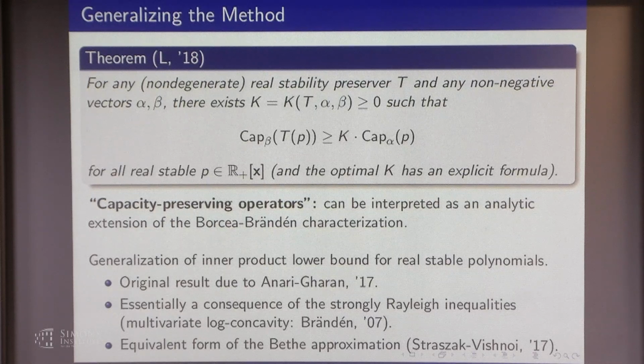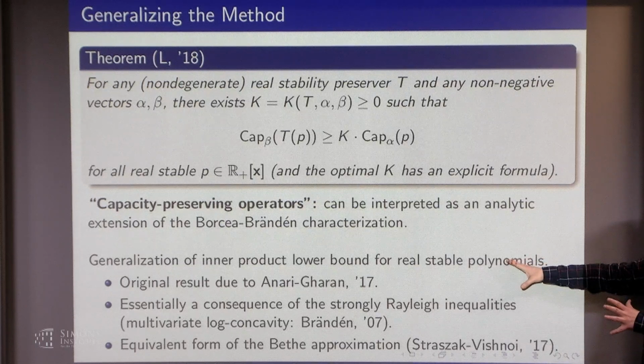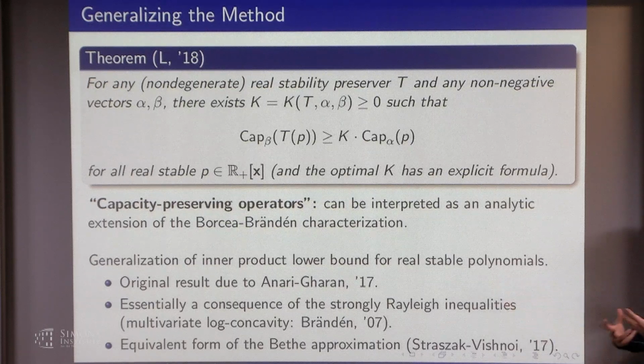Okay, and the point is they use this to show that if you have a partition function where the polynomials involved are real stable, then the Bethe approximation is in fact a lower bound for the actual partition function. The way they do this is they transfer the Bethe approximation into this question about inner product lower bounds, and then they use this result of Nima and Cheyenne to show that this in fact is a lower bound.